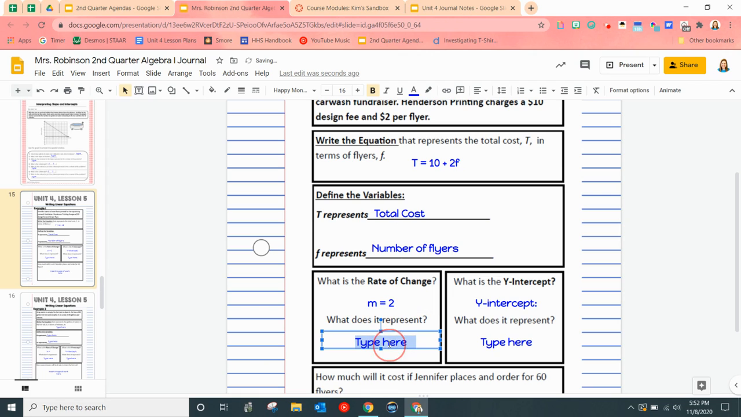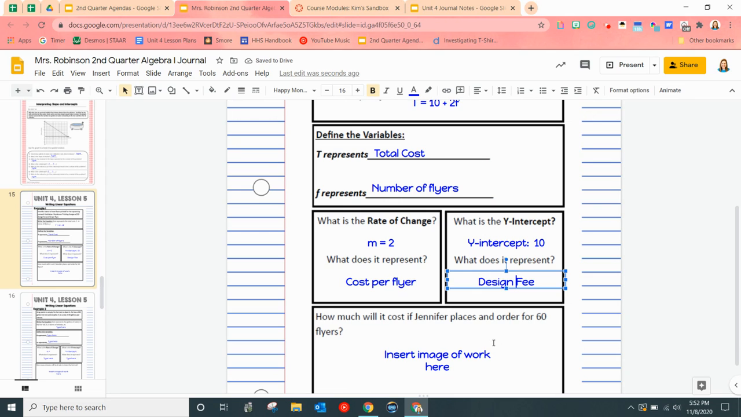What does it represent? Well, that's the cost per flyer, right? How much she's going to have to pay for each flyer. So what is our y-intercept? Well, remember, it's the other number. It's 10. What does that represent? That's the design fee, right? Remember, that's her starting cost. So your starting cost is usually your y-intercept almost every time.